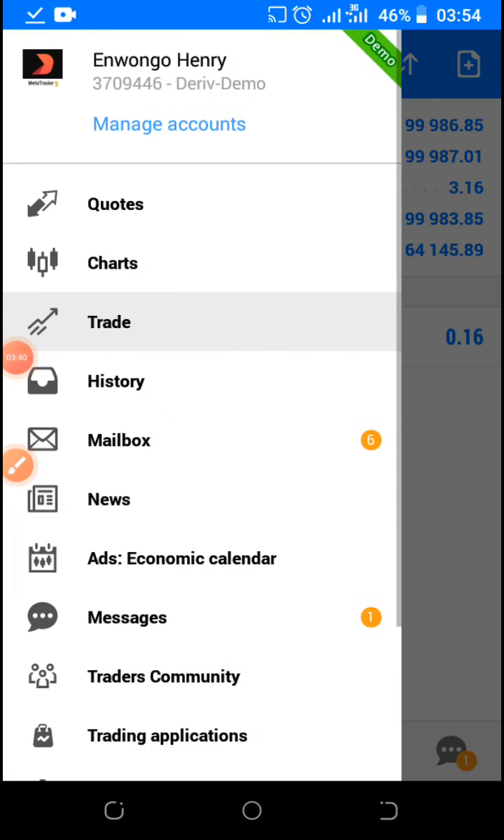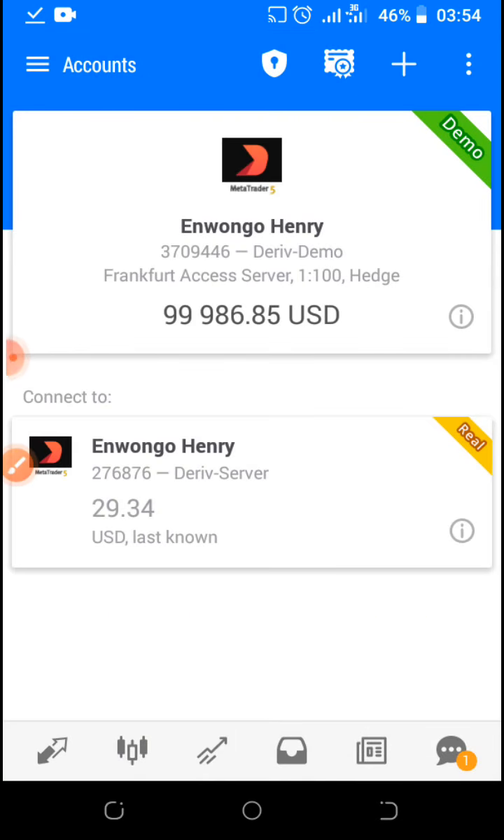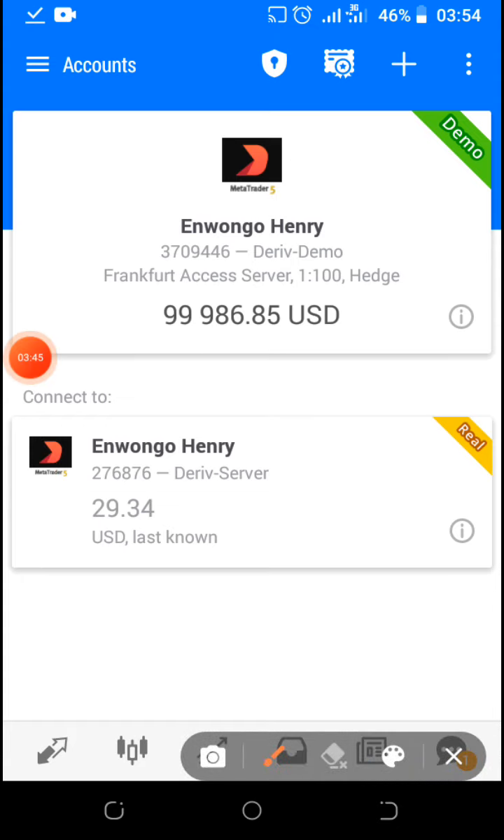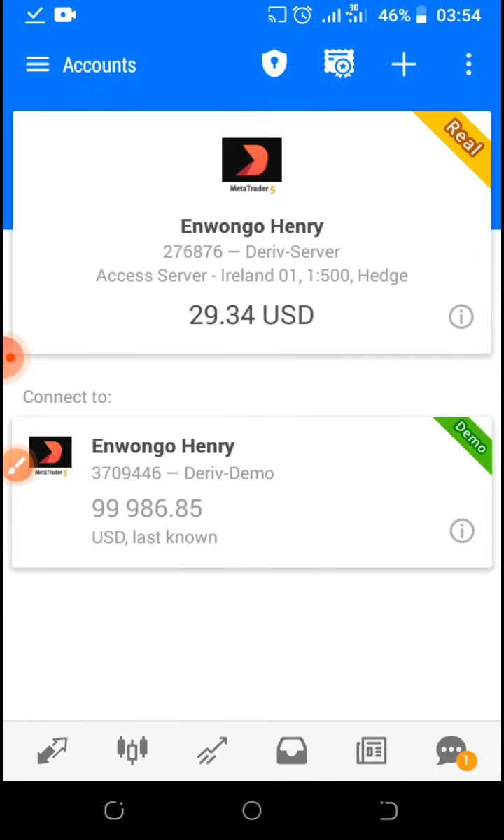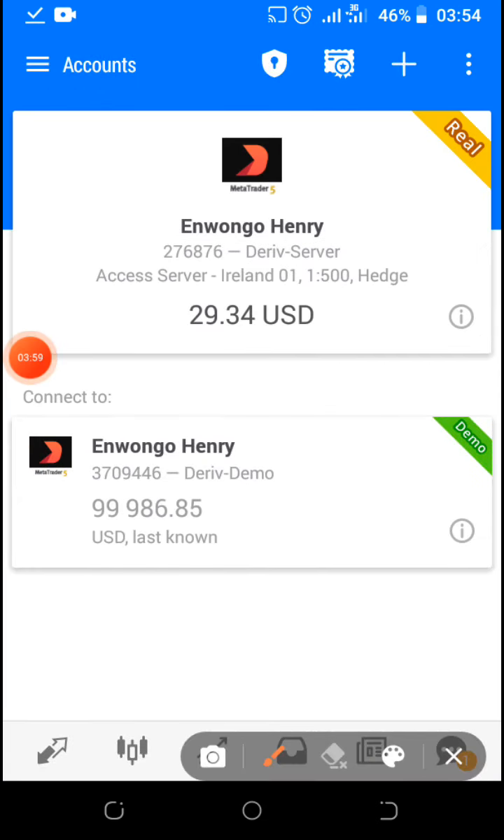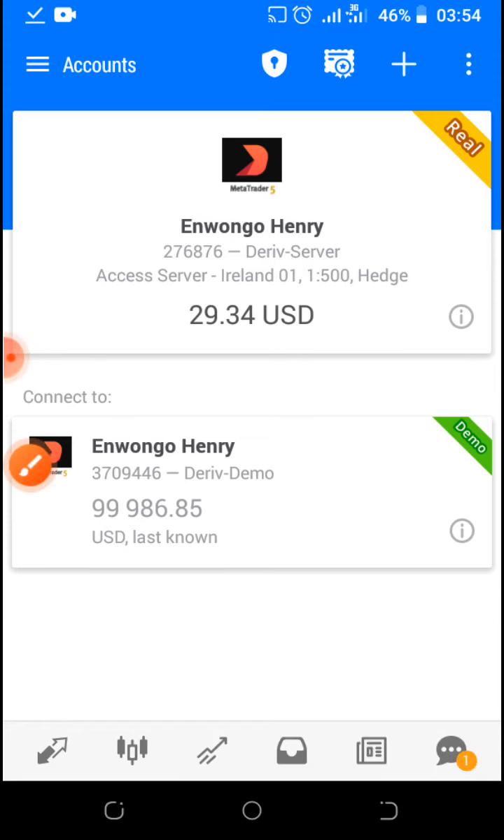Look at these two accounts. Sorry, this is a real life account and it's small. If you check this, you can see something here. It is called what? 1:100. And I'm going to log into my real life account now for you to check something. And if you check this, you are going to see what? 1:500. Now, somebody that is a demo trader will not pay attention to this detail.